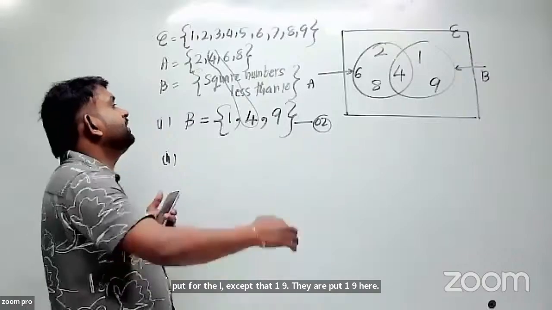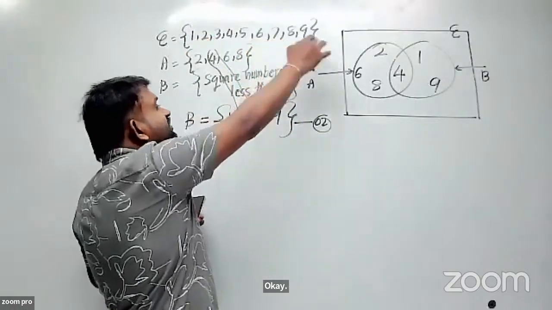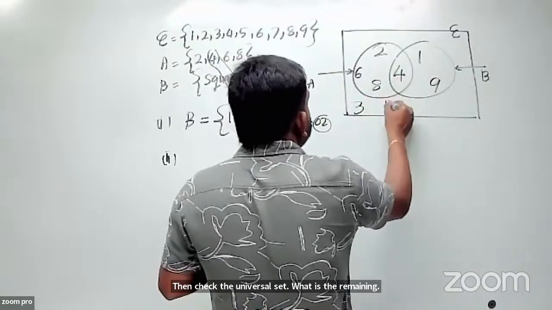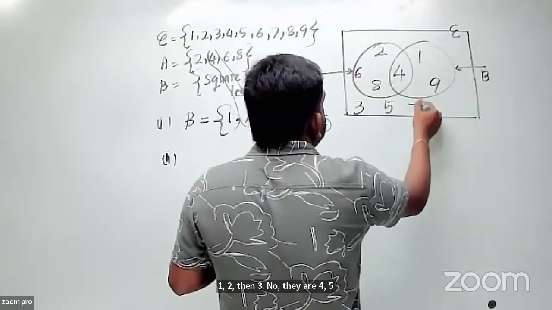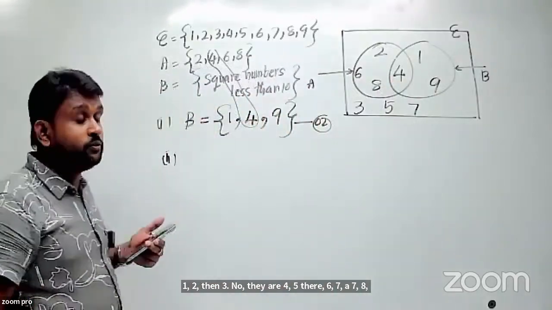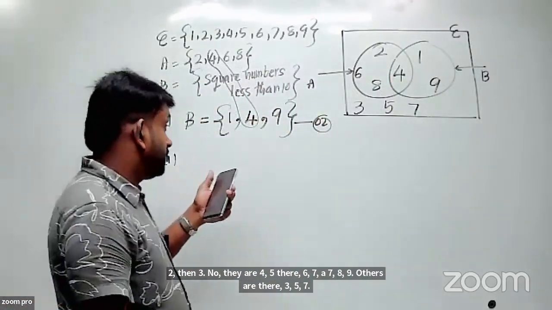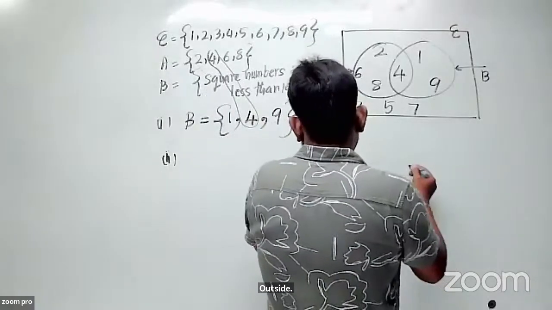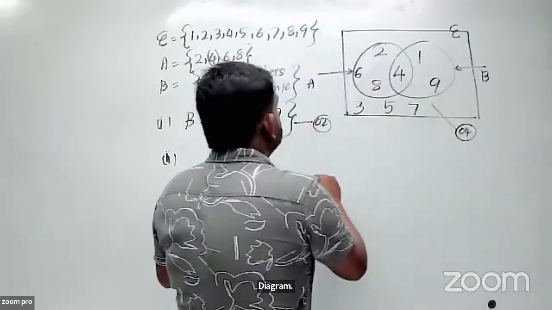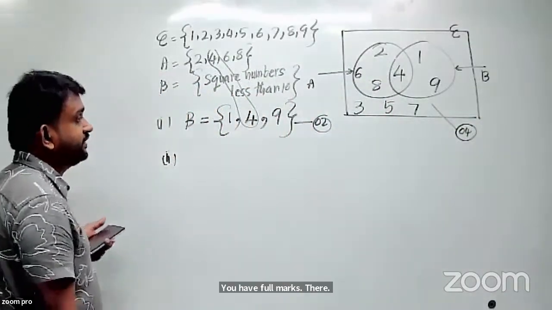Then check the universal set. What is the remaining? 1, 2, then 3 is not there, 4, 5 not there, 6, 7 not there, 8, 9 others are there. 3, 5, 7 are outside. Okay, for completing this diagram, you have 4 marks. 4 marks for completing the set.